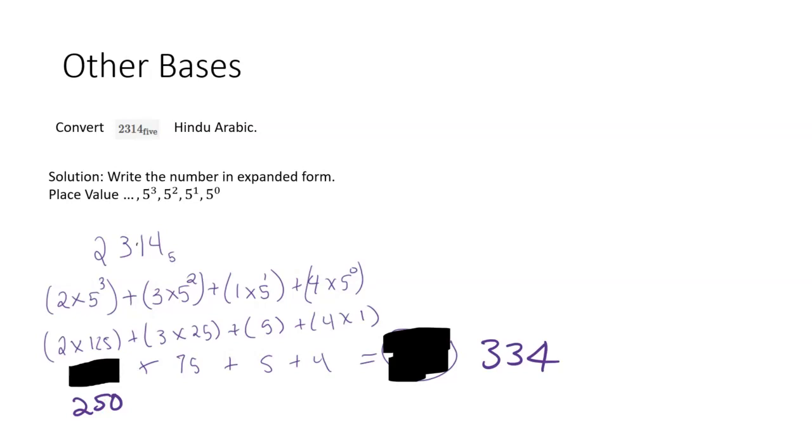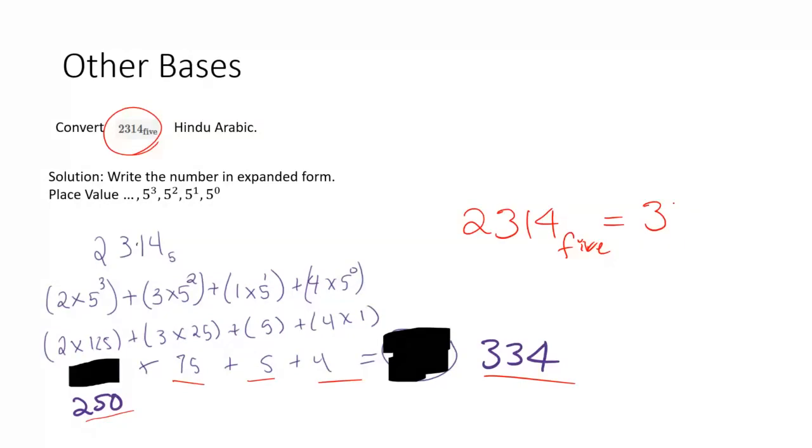So 2 times 125, that is 250. 3 times 25, this is 75. 5 and 4. So do the sum of all of these numbers, 250 plus 75 plus 5 plus 4, and I got as an answer 334. So this means that this number in base 5, 2314 base 5, is equivalent to 334 in base 10, like the regular number.